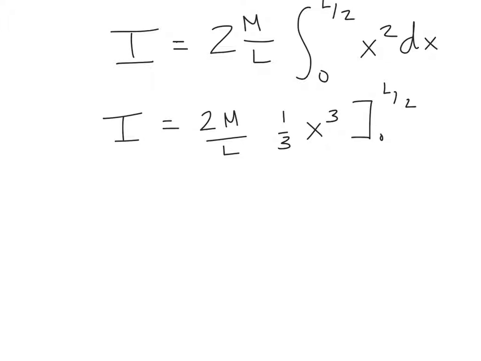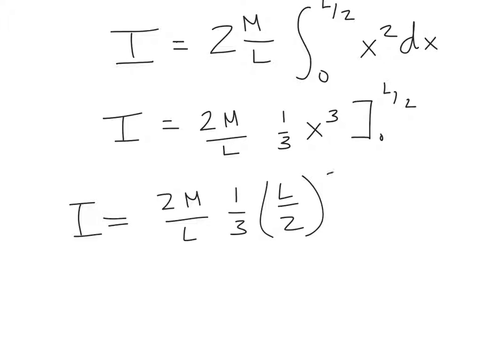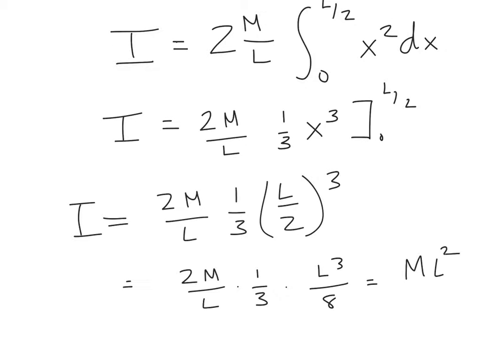My next step then is to substitute in my boundaries. So I've got that I is equal to 2m over L times 1/3, and instead of x, I'm putting in L over 2 cubed. So I'll just keep going. 2m over L times 1/3 times L cubed over 8. And that simplifies to mL squared over 12. And that is the moment of inertia for a thin rod with the pivot at the center.